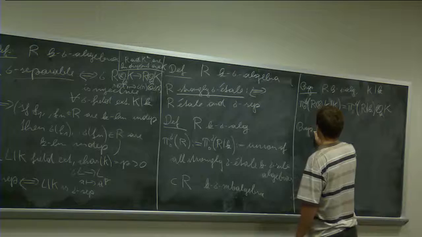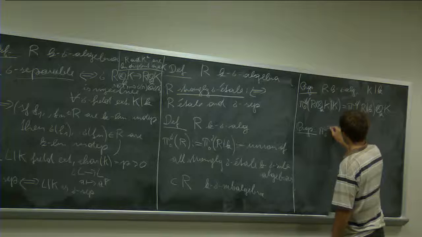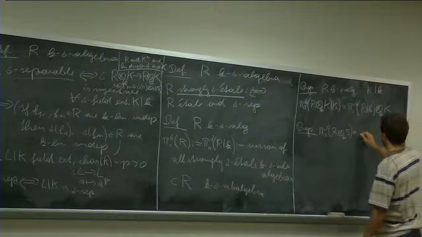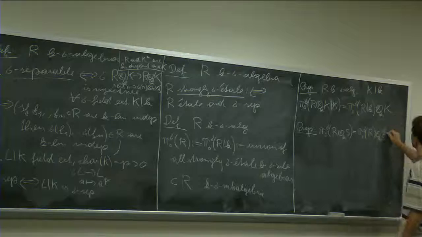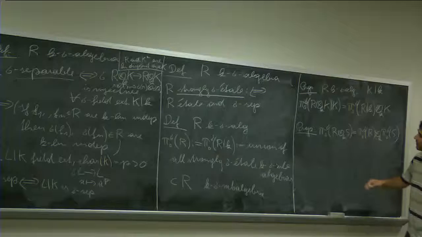and also the construction is compatible with the tensor product. So if we have two K sigma algebras R and S, then pi zero sigma of R tensor over K S is the tensor product of pi zero sigma R with pi zero sigma S. I missed the condition on S. So R and S are K sigma algebras, just any. Okay. Thank you. And so in general, you can think of pi zero sigma as being a functor.